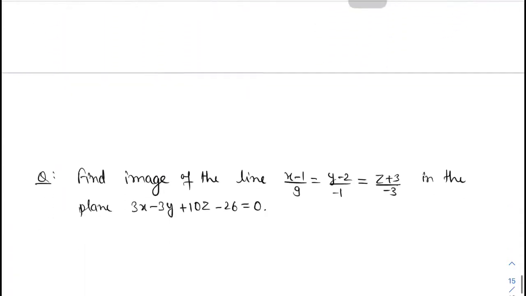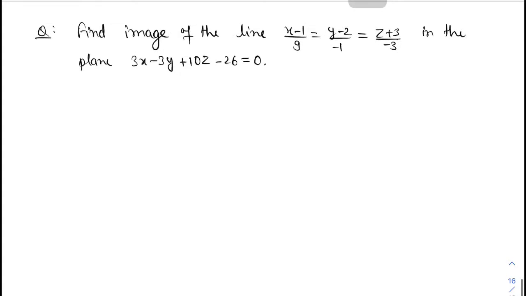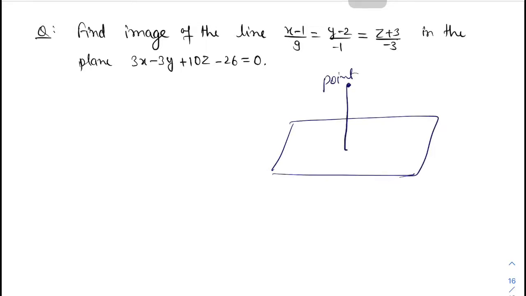Okay, let's move on to the next question, that is we have to find the image of the line in the plane. We have already discussed how to find the image of a point in a plane.